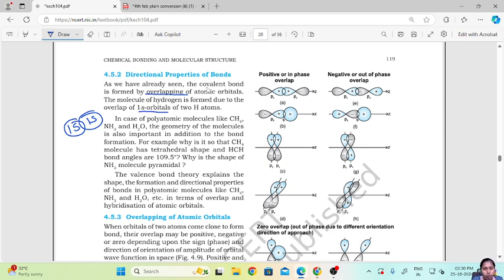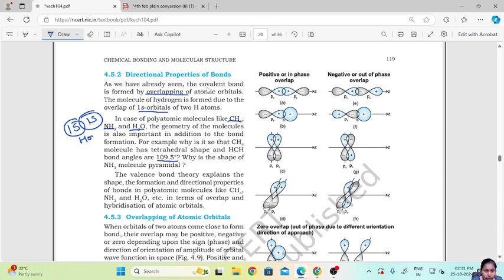In case of polyatomic molecules like CH4, NH3, H2O, the geometry of the molecule is also important in addition to the bond formation. That was the case for homoatomic molecules, where both are hydrogens. For example, why is it that the CH4 molecule has a tetrahedral shape and HCH bond angles are 109.5 degrees? Why is the shape of the NH3 molecule pyramidal? To understand these concepts, you should know the geometry of the molecule.